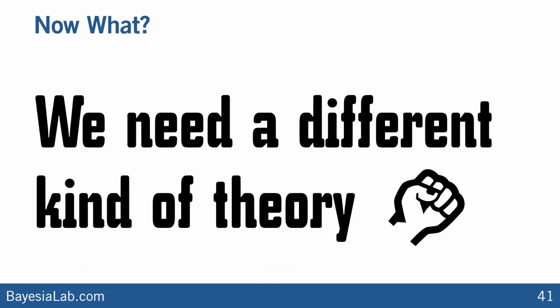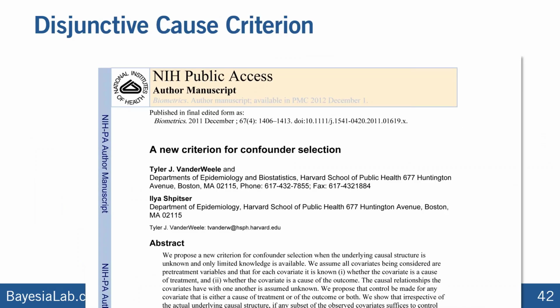And we can do that because there is what is known as the disjunctive cause criterion. That is a new criterion for confounder selection because it helps us to correctly identify the confounders even if we don't have a full causal model. So we have the advantage that we can machine learn a statistical model, use this criterion to select the confounders in order to then estimate the causal effect.